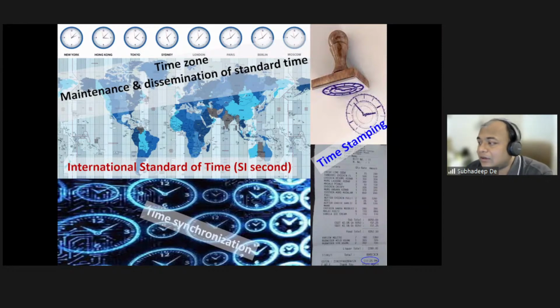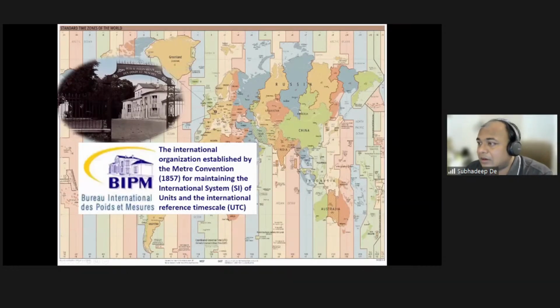So for that, what happens in 1857, in the meter convention, several countries came together and thought of this problem, and they established BIPM. BIPM is an international agency which was established through the meter convention in 1857, and the mandate of the BIPM is to maintain SI units.